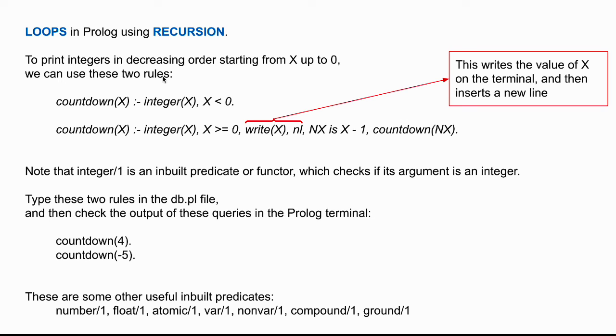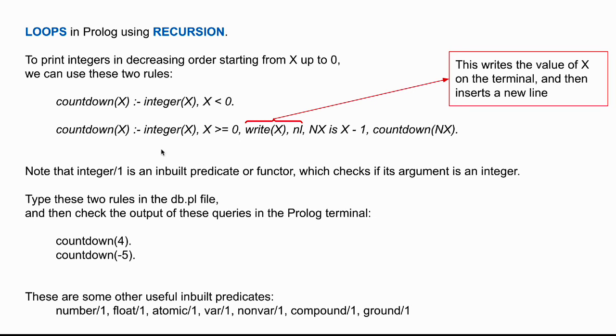So assuming that you understand how recursion works, let's take a simple example where we want to print integers in decreasing order starting from some capital X up to 0. This capital X is input by the user. So far we have not seen how to print anything in Prolog. The command is write(X). This will print the value of capital X to the terminal. And after write(X), we have a comma NL, which basically means a new line. So when we have write(X), NL, it writes X and then inserts a new line, so that the next write(X) command is executed on the next line, and you have a clean visible output.